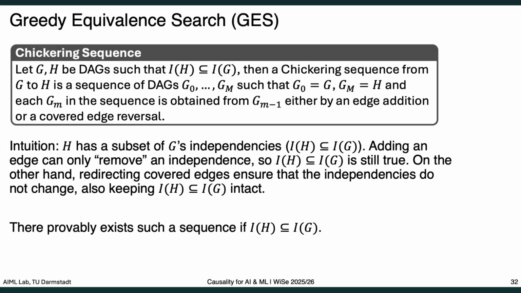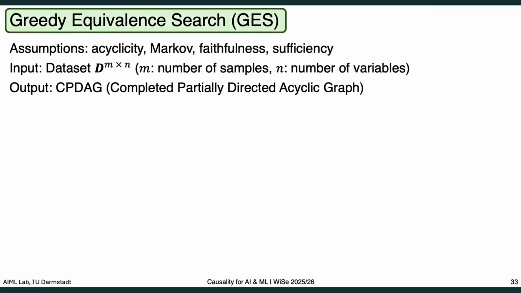And this paper and the associated research actually proves that there always exists such a sequence if this initial condition is met. Feel free to take a look at the proof if you want to. I'm not presenting that in the lecture. But with that underlying motivation, we know that there is an algorithm that we can utilize that motivation to then discover the DP-DAG as well, right?